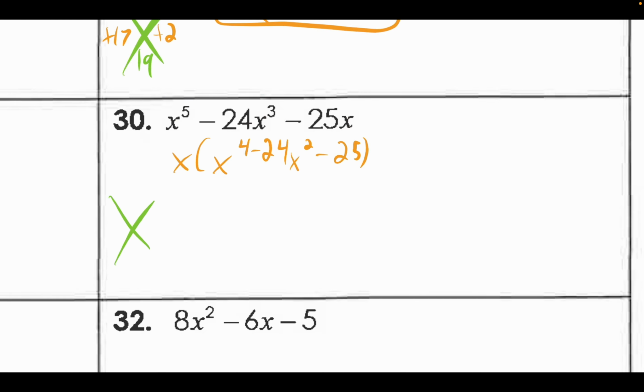Go ahead and make the x, and I get negative 25 on top, negative 24 on bottom, and I end up getting negative, multiplying to 25, adding up to negative 24. That'd be negative 25 and positive 1. And so I end up having x squared minus 25, remember half of the exponent of 4, and the other parentheses x squared plus 1. The other thing is it also is going to match this exponent too, if that helps. And the x is out in front as a GCF still.